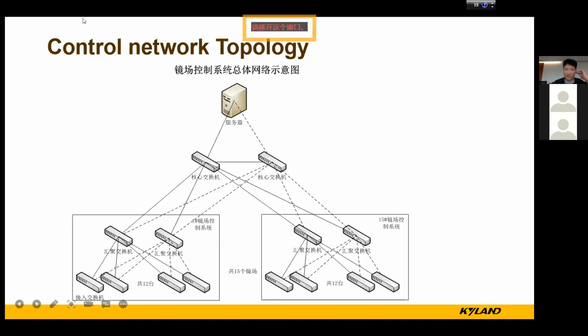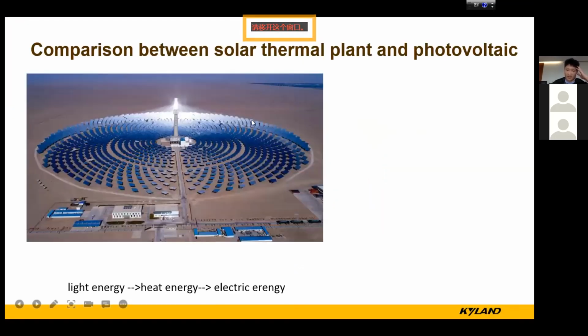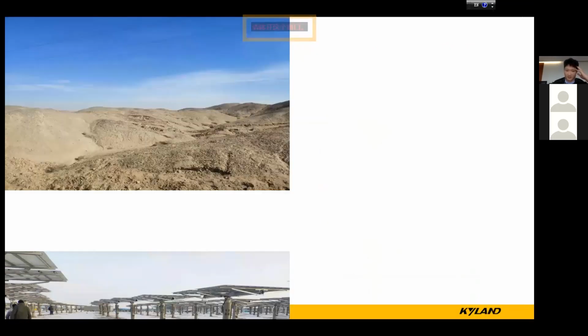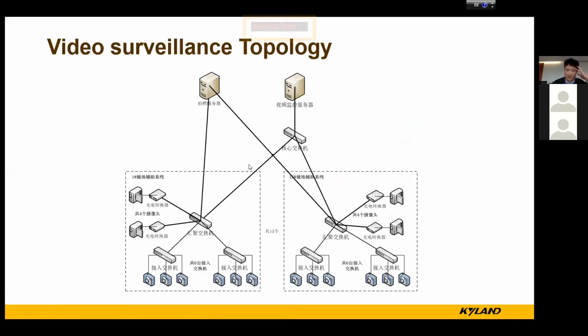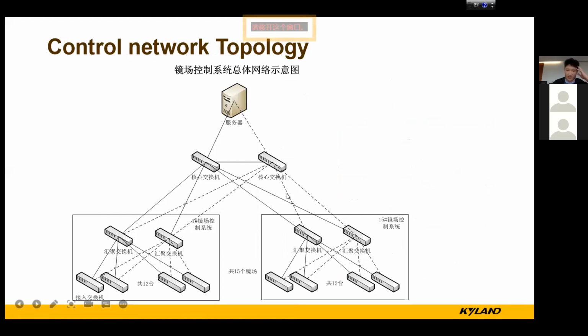And another network is the control network. You can see here is a topology. In that project, there are 15 mirror plants. You can see there are 15 plants like this in that plant.